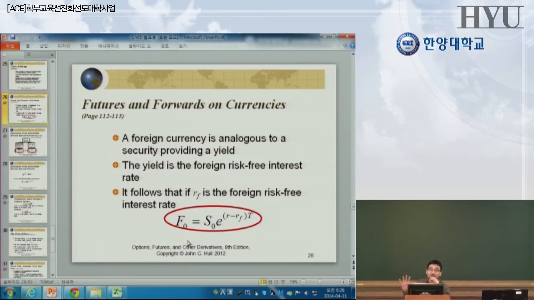And then therefore it is kind of a benefit of holding foreign currency. So let's talk about a transaction of changing dollar to euro. Let's assume that you don't need euro right now, and you need euro sometime later, like a T period later.